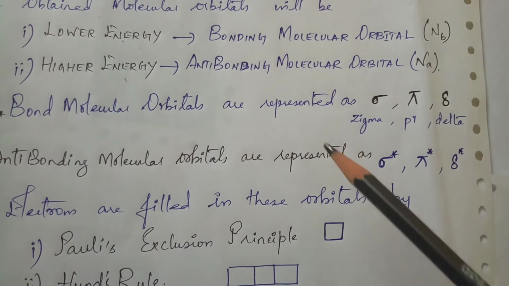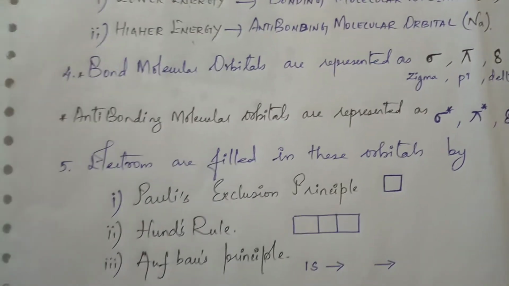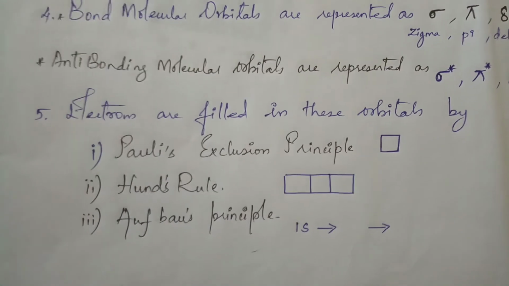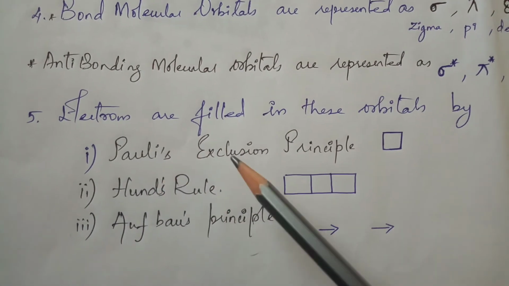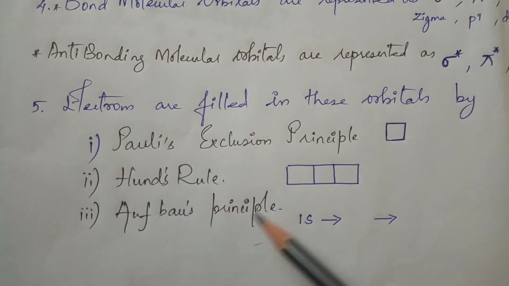Got it? Yes. So as the orbitals undergo combination we get molecular orbitals. And how are the electrons filled in these orbitals? Electrons are filled by following three major principles. Number one, Pauli's exclusion principle. The second is Hund's rule, and the third is Aufbau's principle.